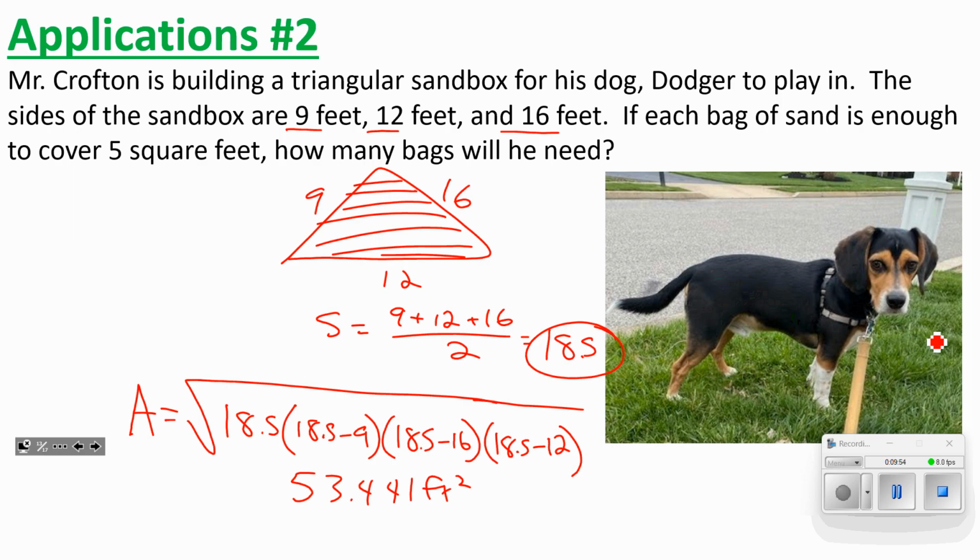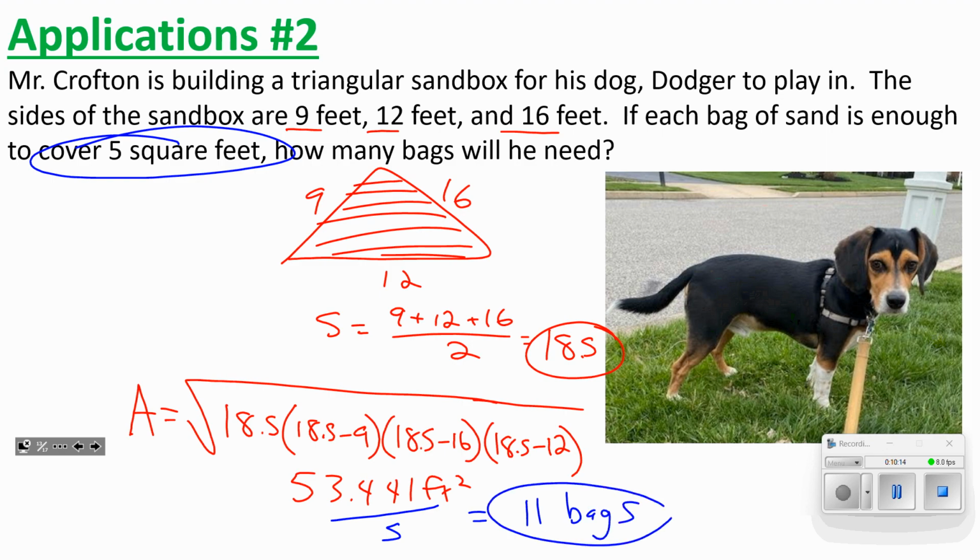And again, each bag covers 5 square feet. I have 53 to cover, divide by 5. It gets me 10 and change, but what do we do? Bump up to 11 bags. Gonna have a little extra, that's fine. He's gonna end up digging and eating some of it. Cool. All right.